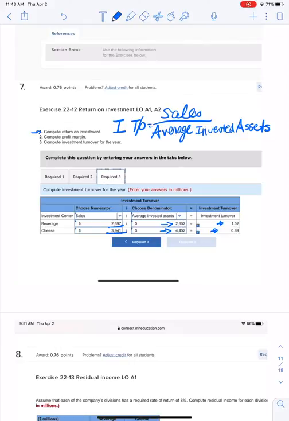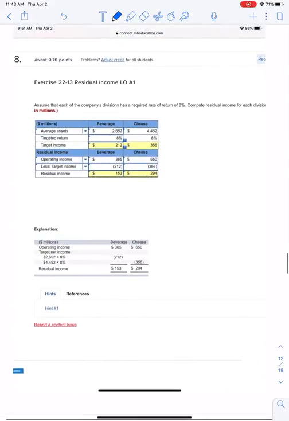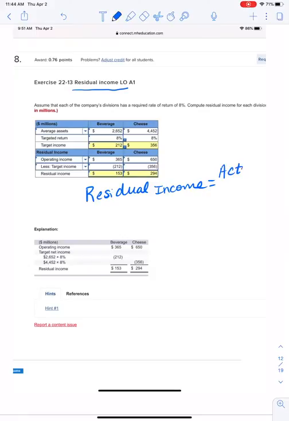So now that we're done with number 7, we can move on to number 8. So for number 8, what we're going to do is calculate residual income. So the way we calculate our residual income is just equal to actual income minus target income.